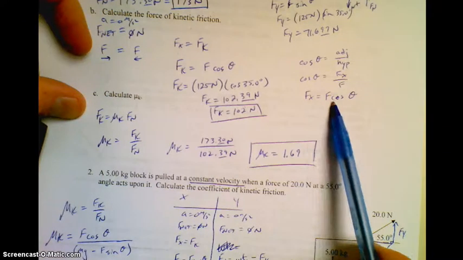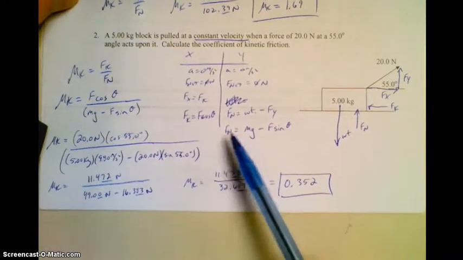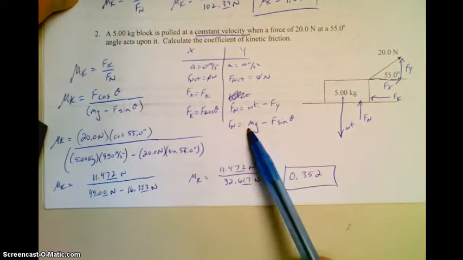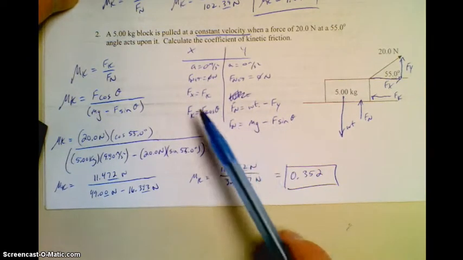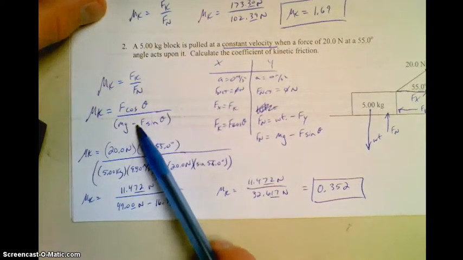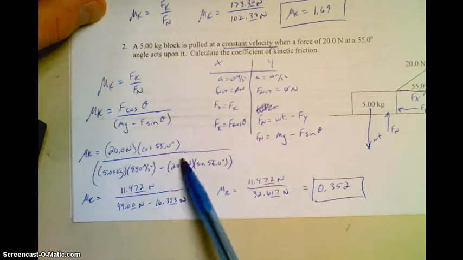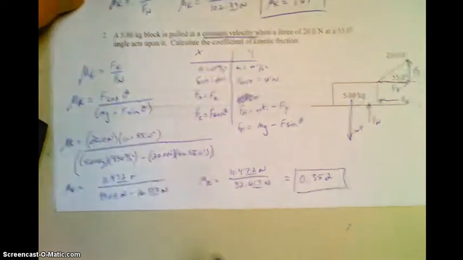I did a little substitution where up above we said Fx is F cosine theta. Did that right up here. So I said Fk is equal to that. And then weight is mg and Fy is F sine theta. So I substituted there. I took Fk and Fn and plugged them into my equation here. I then substituted at that point, showed my addition rule, and then got a final answer of this right here to 3 significant digits.